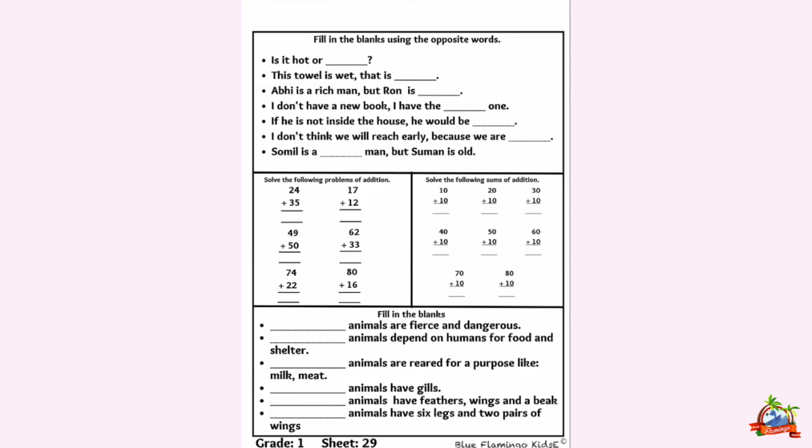Dash, animals are reared for a purpose like milk and meat. कैसे एनिमल्स को रखा जाता है मिल्क और मीट के लिए. Like cow, hen, chickens. These are the animals which are reared for a purpose like milk and meat.